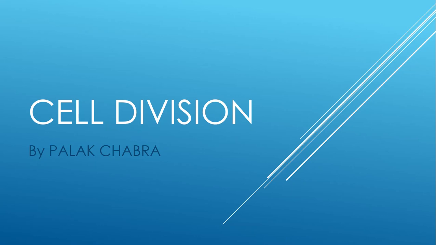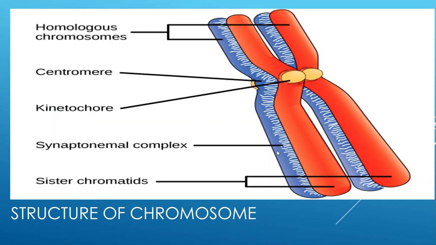So many questions arise. But before answering these questions, let me explain the structure of chromosome once again. Yes, now you can see the diagram of chromosome on your screen. Here you can see that there are two chromosomes together and they are totally the same in size and shape, right? But they are different in color.